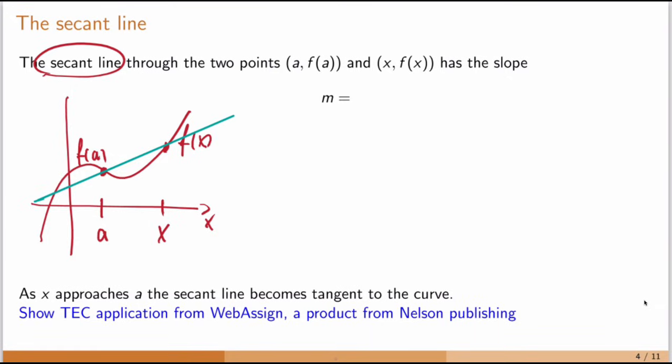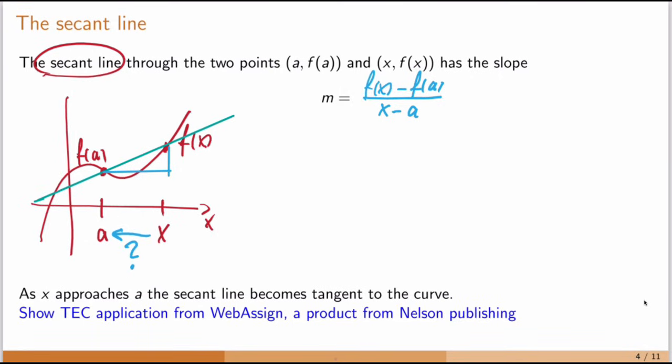And now, what is the slope of the secant line? Well, that's easy, right? We just have to compute rise divided by run. So the rise is this bit, and the run is this bit. And so then we have f of x minus f of a divided by x minus a, which was exactly the difference quotient from earlier. So it turns out that the difference quotient is the slope of the secant line. Now, what happens as x approaches a? So then the question is, what happens to the secant line in this case?